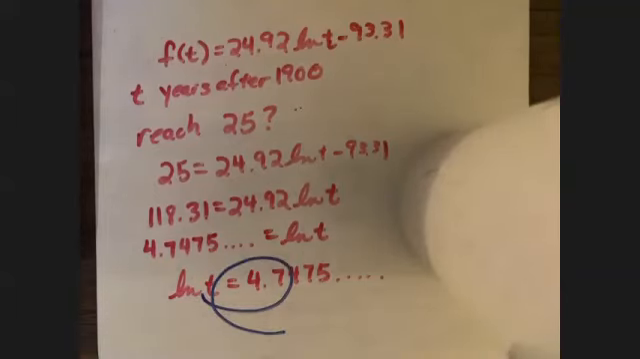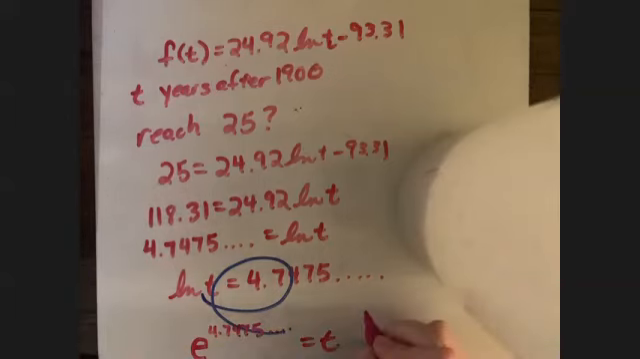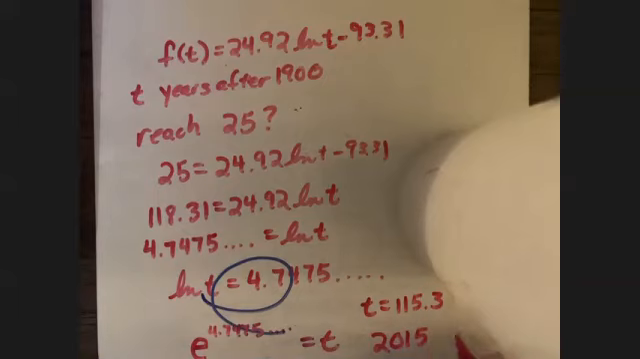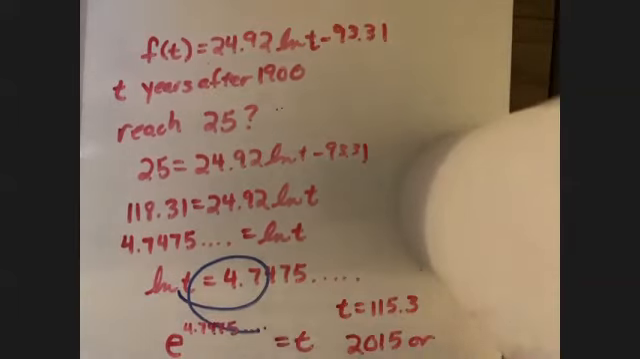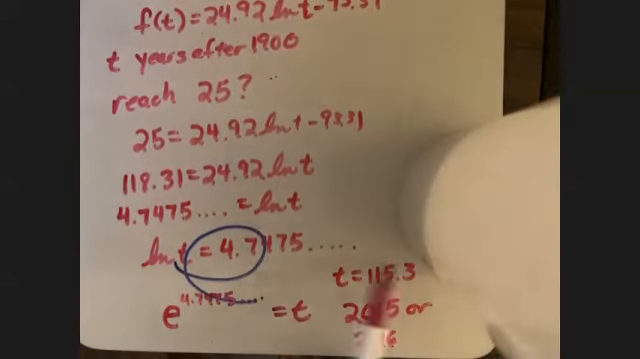The reason that I switched that over is this now has a single log on one side, so I need to E-loop that. So this is going to be E to that 4.7475 number, and that's going to equal T. So I'm going to do E to that value, and I'm going to get that T is 115.3. And again, since that is years after, I'm going to say that's going to be 2015, maybe 2016. We've talked about these in the past: when these are timed, did they take the count at the beginning of the year, or at the end of the year? Hope this helps you guys out with section 4.5.